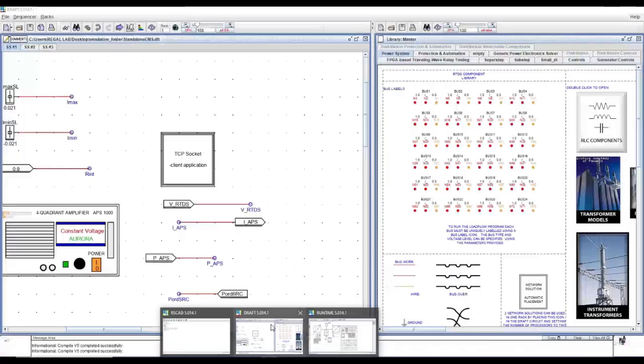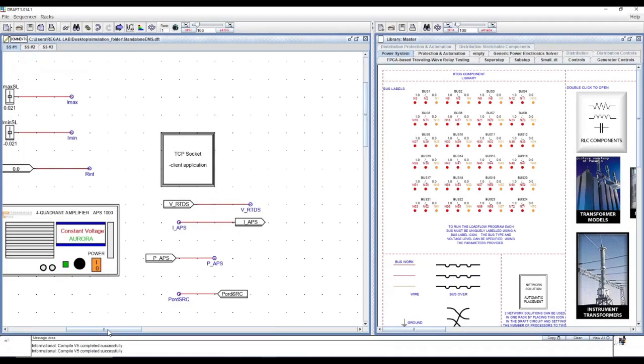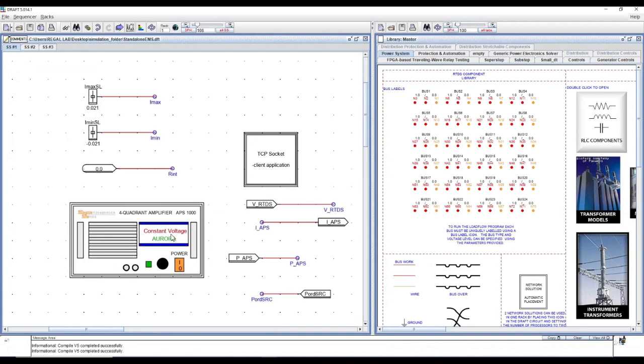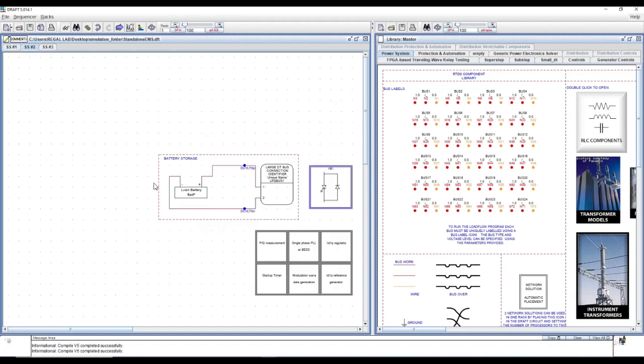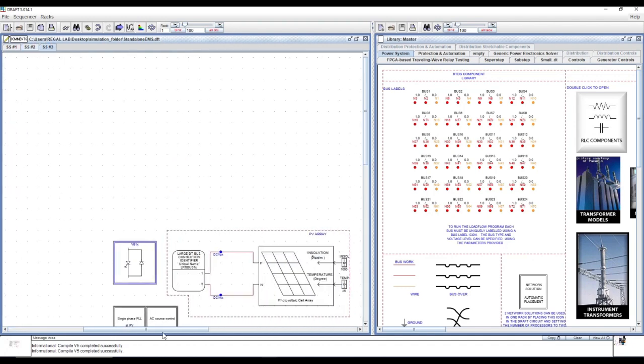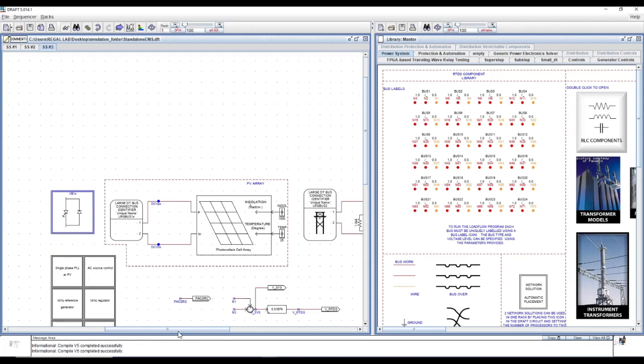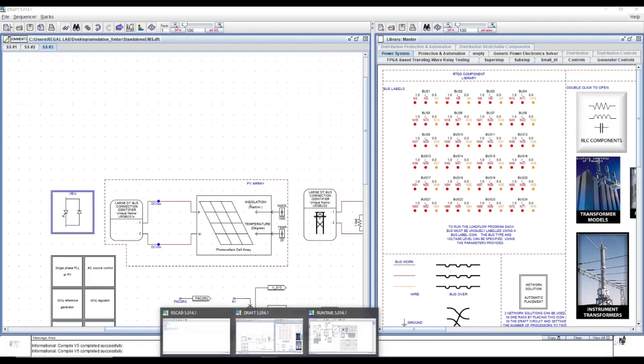And if I switch to the model, you can see that here we have the amplifier model, we have the TCP/IP socket client model. Here you can see that we have the battery storage model, and also here you can see the PV panel that we have in our simulation.